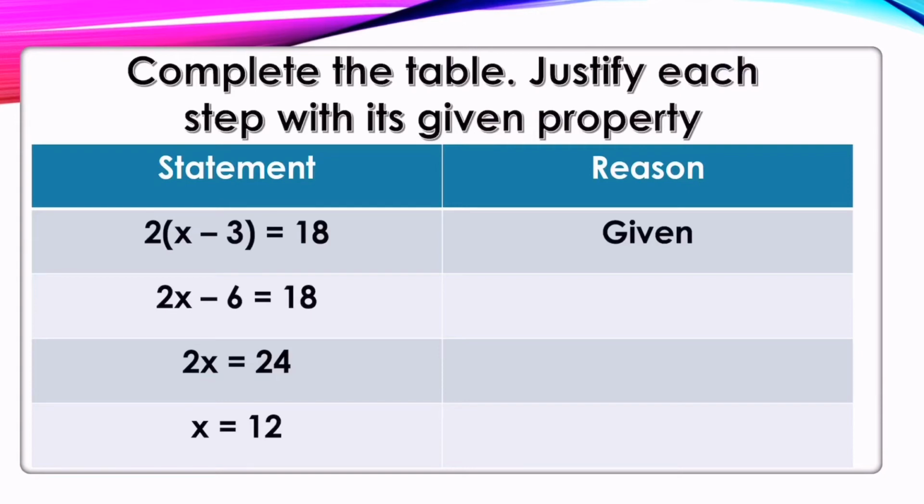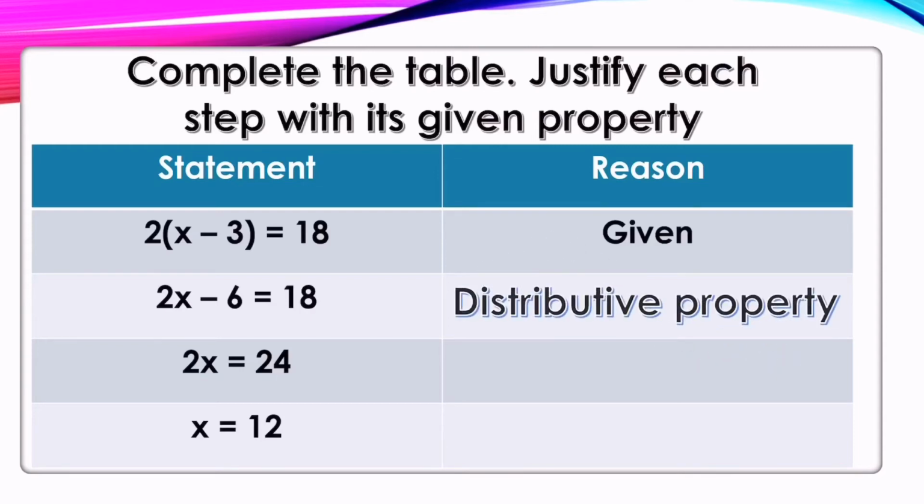So from this given, I had 2 times x minus 3 equals 18. Now I have 2x minus 6. What did I do to go from the first row to the second? I distributed. I used the distributive property. Now, to go from the second to the third, notice what's different. I got rid of that minus 6. So how would I do that? You're right. I would add 6 to both sides. So by adding 6 to both sides, I use the addition property of equality.